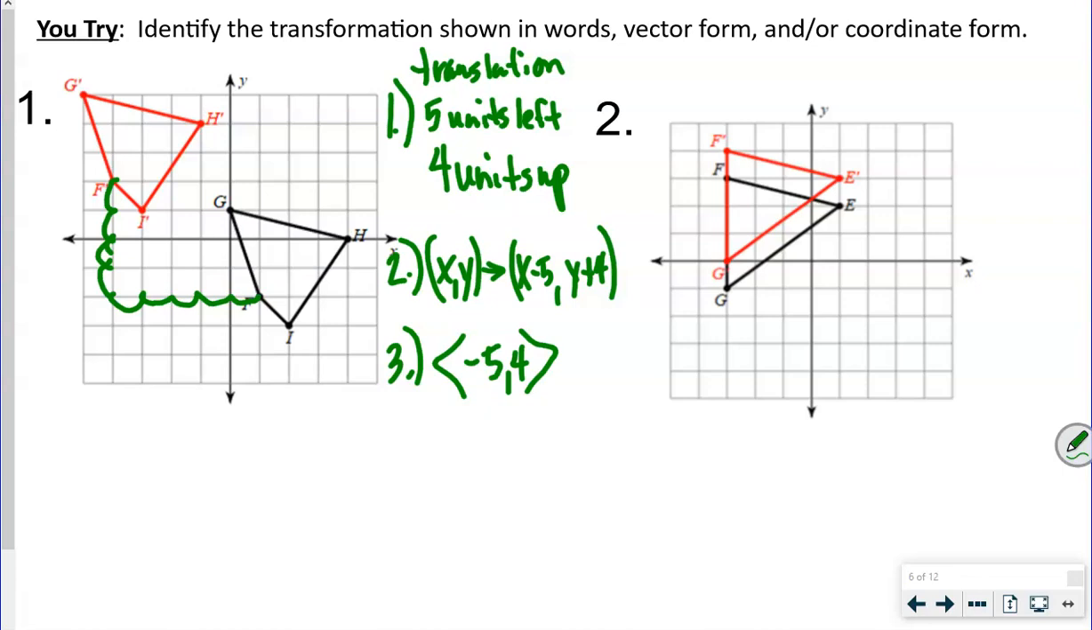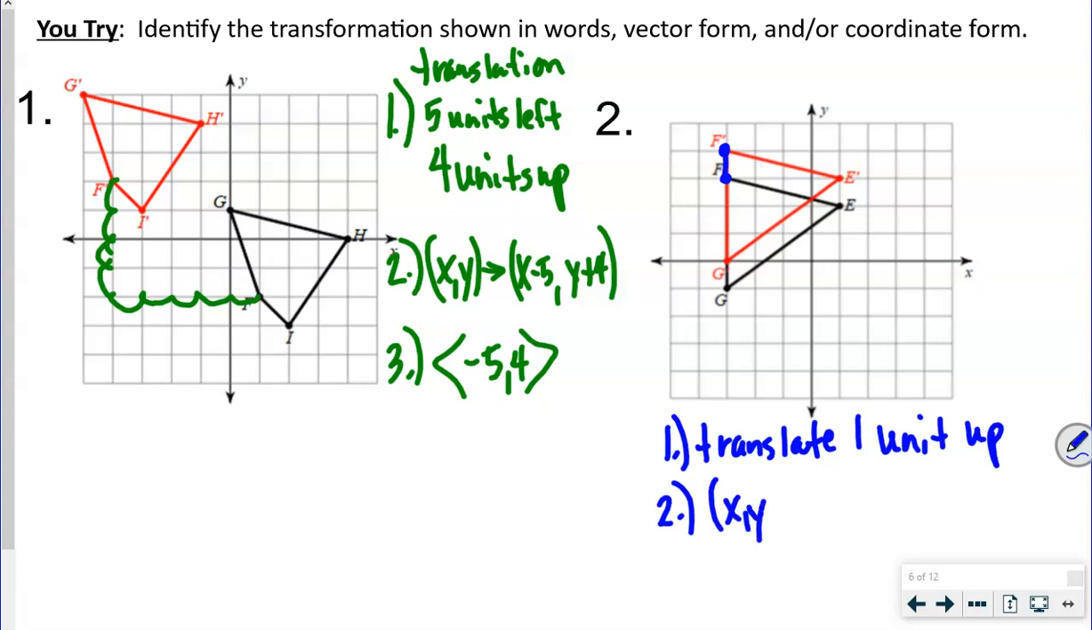So let's do number 2 over here. So on this one, notice we go from F to F prime. What happened? This one is just 1 unit up, isn't it? So for number 1, we're going to translate 1 unit up, right? Okay, so now what does that look like in our coordinate form? We're going to say x, comma, y, that transforms to be, x didn't change at all, did it? Because it didn't move left to right. But what happened to the y? It went 1 up, right?